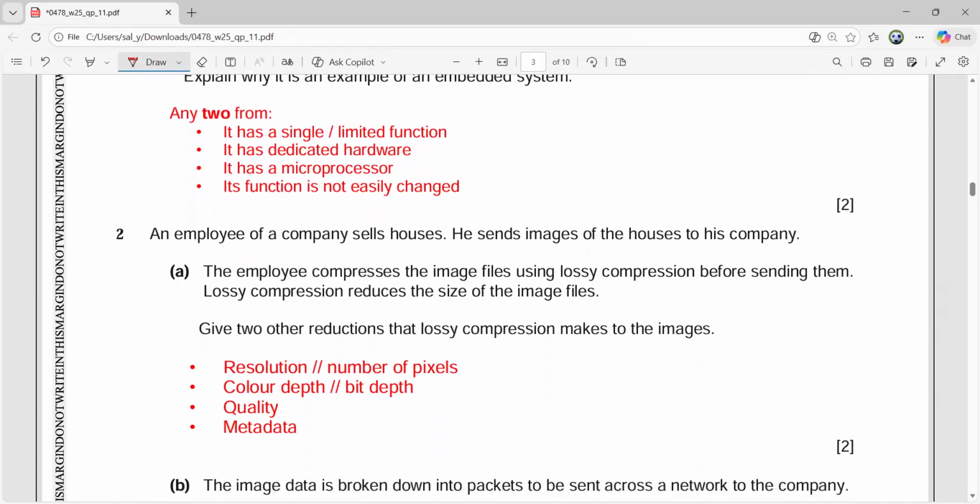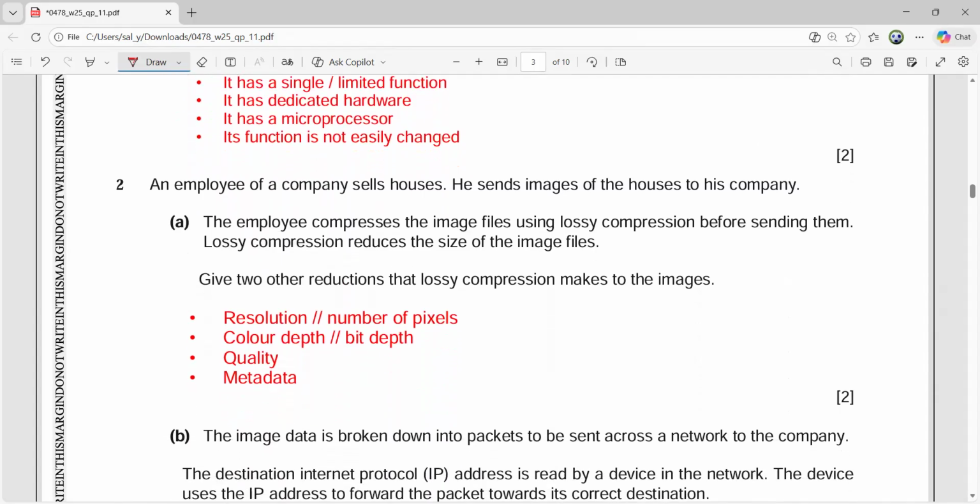Question number 2. An employee of a company sells houses. He sends images of the houses to his company. The employee compresses the image files using lossy compression before sending them. Lossy compression reduces the size of the image files. Give 2 other reductions that lossy compression makes to the images. Apart from size, so be clear, size of the image is already mentioned. So you need to talk about any other 2.